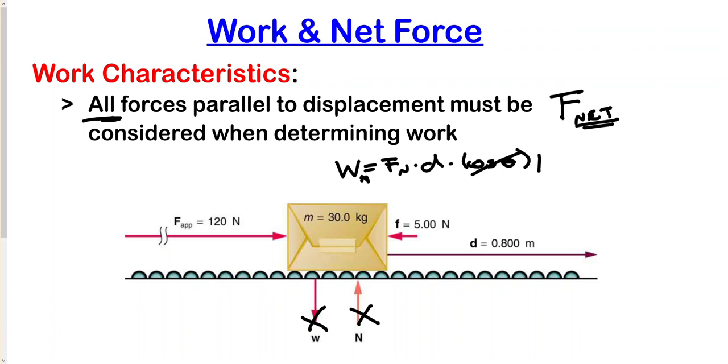So ultimately, this whole part doesn't actually matter. So we would need force net. Force net would be equal to force applied plus the force of friction. So I'd end up with 120 plus -5. So the force net would be 115. So I would do 115 times 0.8 meters, and that would give me the total work done.